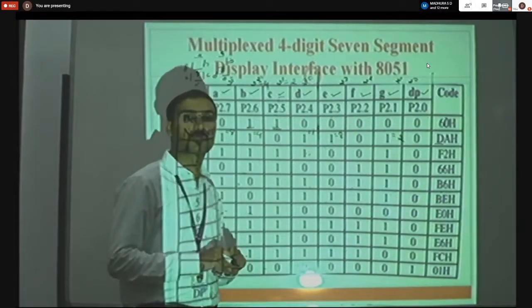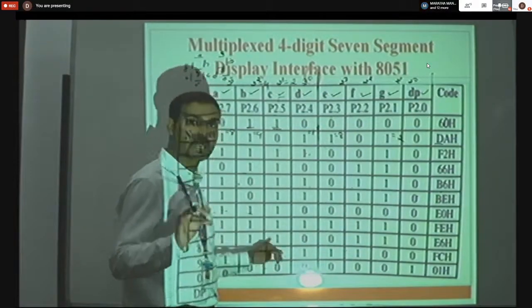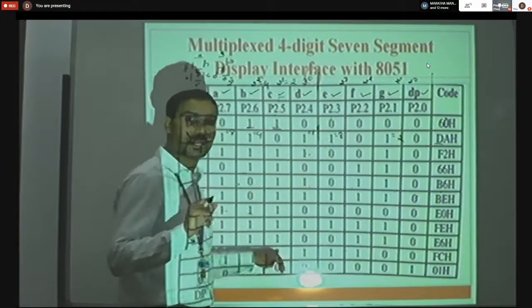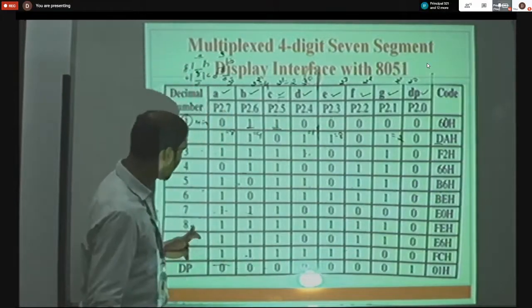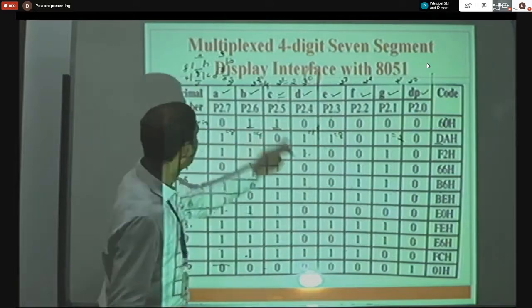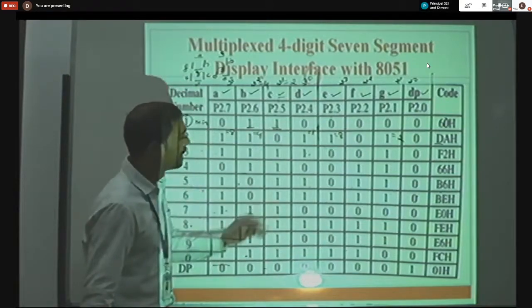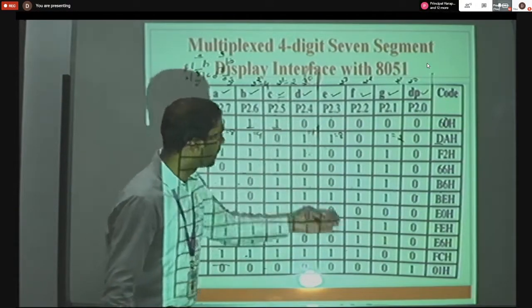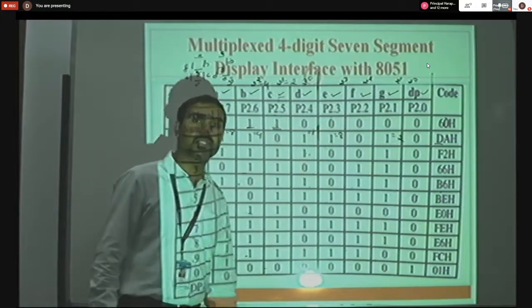This is one of the questions. They are asked most of the time in the viva related to the lab. So for 8, all the segments are displayed. For 1, minimum segments are displayed. Like this. You can divide into a nibble, then finally convert into a hexadecimal code.